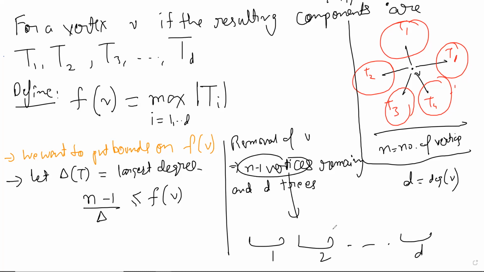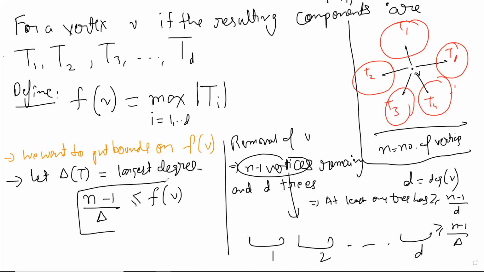So at least one of them should get more than (n minus 1) by D elements. Right, because (n minus 1) by D is the average. So one has to be at least that or more than that, right? So that implies at least one tree, or the largest tree, I'll just say at least one first, at least one tree has more than or equal to (n minus 1) by D vertices, right? Which is obviously bigger than (n minus 1) by delta. So that's basically what I'm saying here.